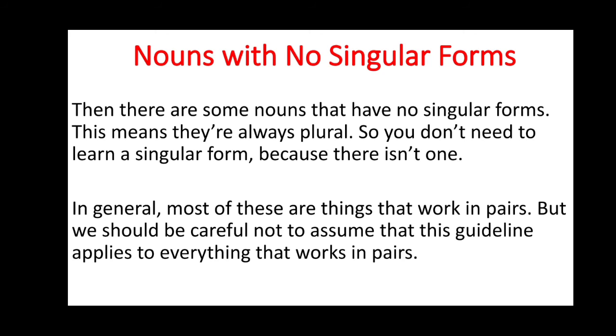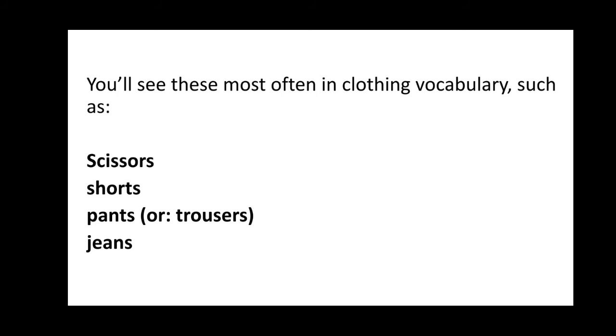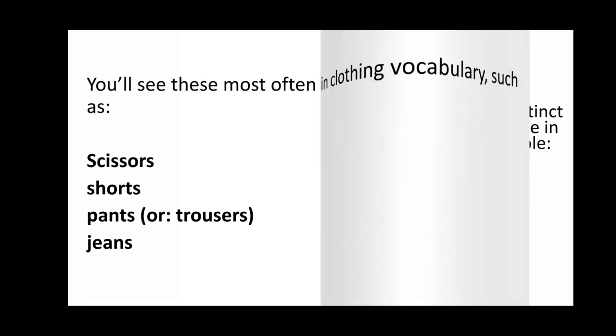Nouns with no singular forms. Then there are some nouns that have no singular forms. This means they're always plural. So you don't need to learn a singular form, because there isn't one. In general, most of these are things that work in pairs, but we should be careful not to assume that this guideline applies to everything that works in pairs.